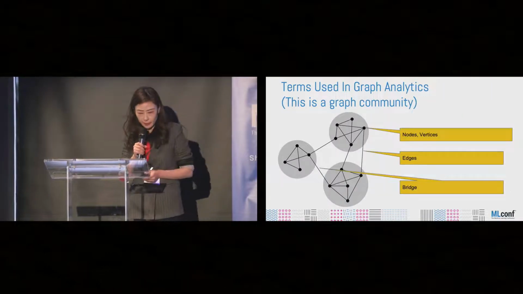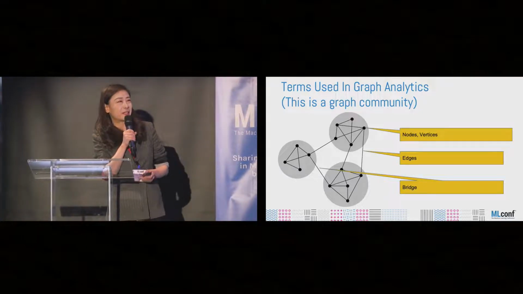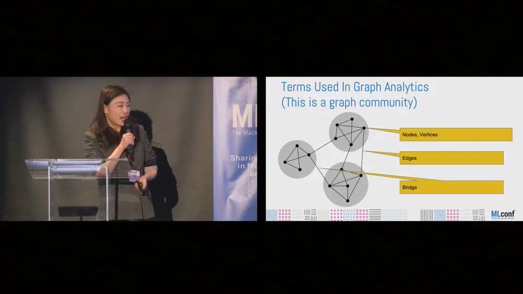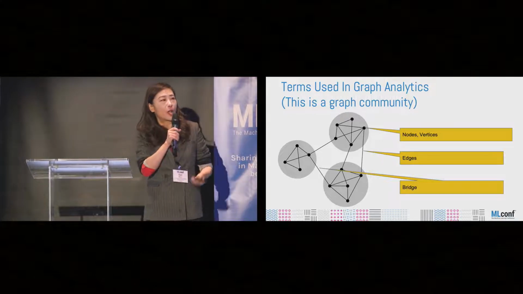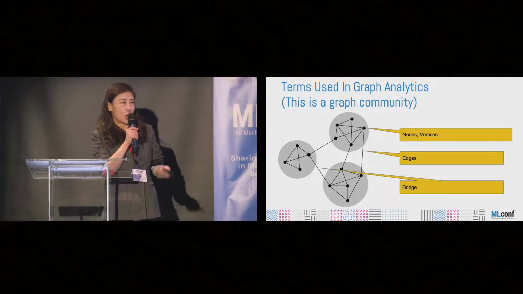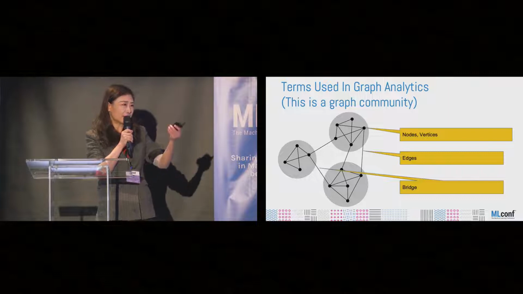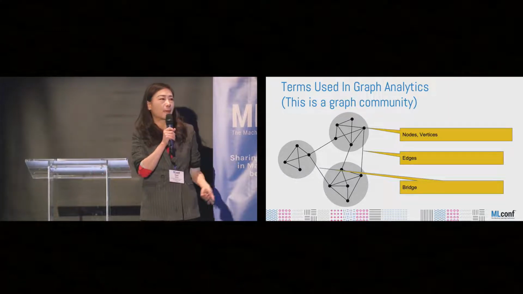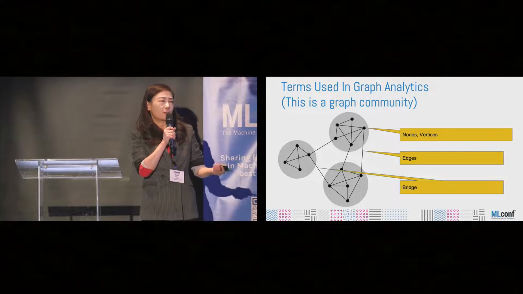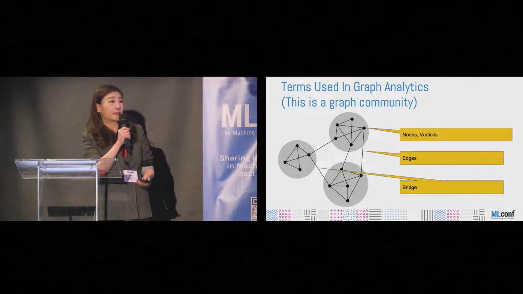So before I start, let me introduce some graph concepts and terminologies I'm going to use in this presentation. You're going to hear me talk about graph community. And you're going to also hear me talk about nodes, edges, and bridges. So here's a visual example of a graph community. Graph communities are a set of nodes that are connected to each other.